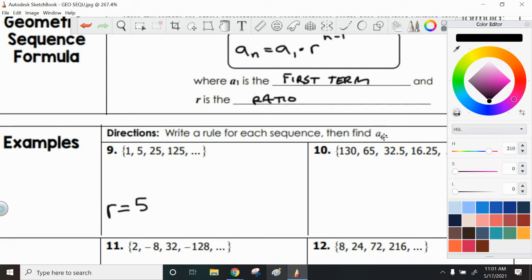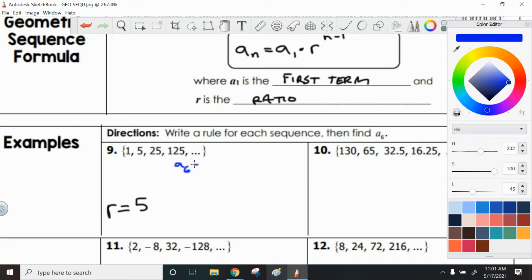It's not a to the power of 6. The sixth term would be, if I'm already at number 4, I could just do times 5 times 5. I could be done pretty quick. But let's use our formula, even though it's probably a good idea just to multiply by 5 twice.